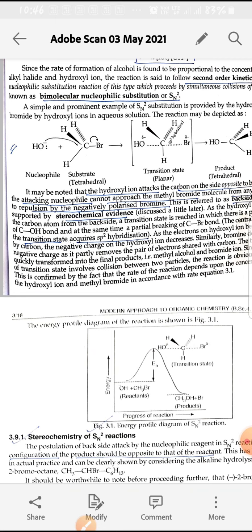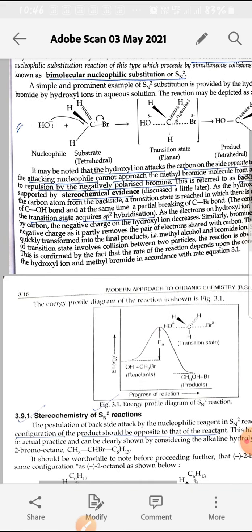In the transition state, OH negative attacks the carbon, so there will be partial bond formation, and Br negative takes away its electrons, so there will be bond breaking between carbon and bromine. As OH negative attacks, it carries delta negative, meaning its negative charge decreases, and Br that leaves develops some delta negative charge.